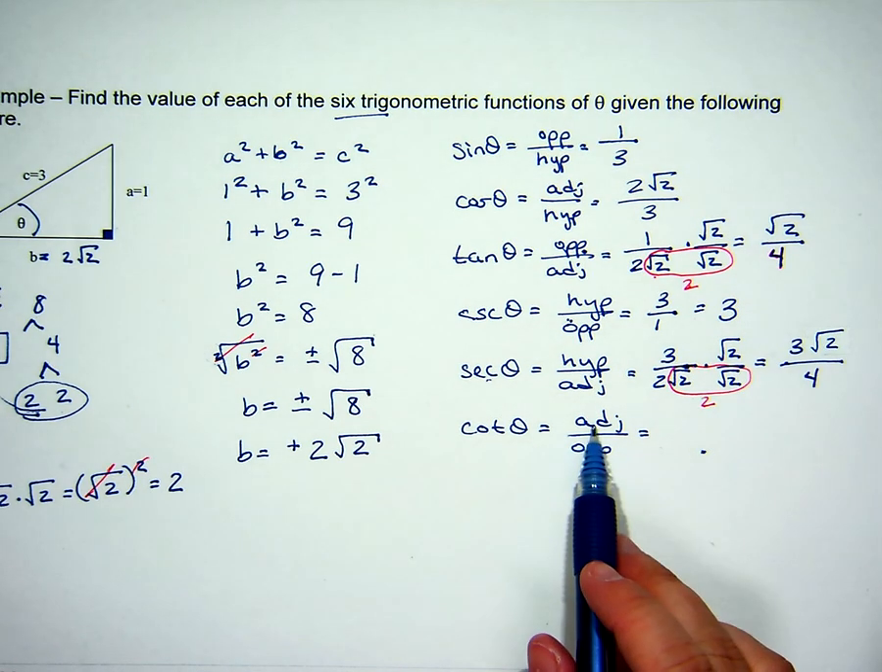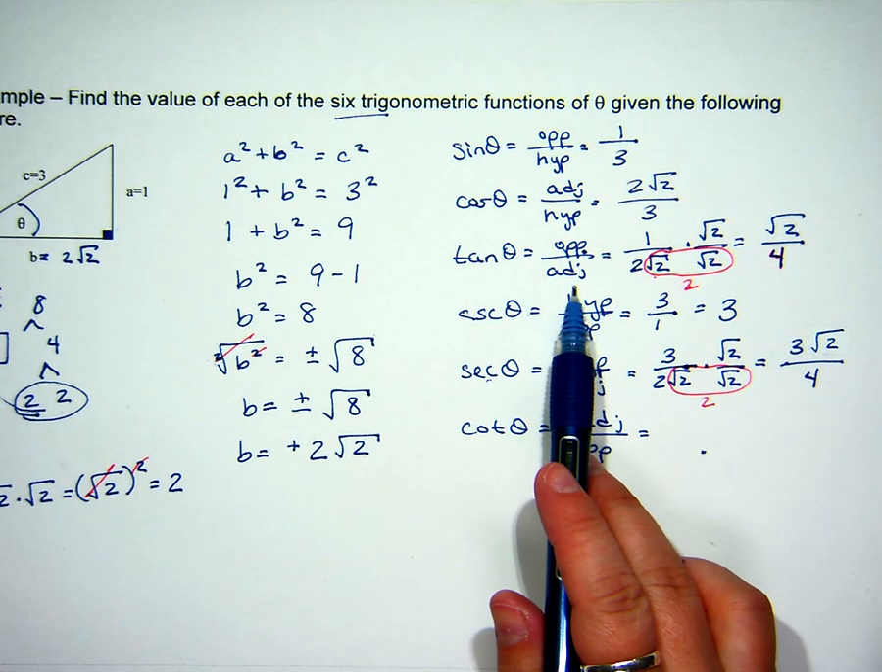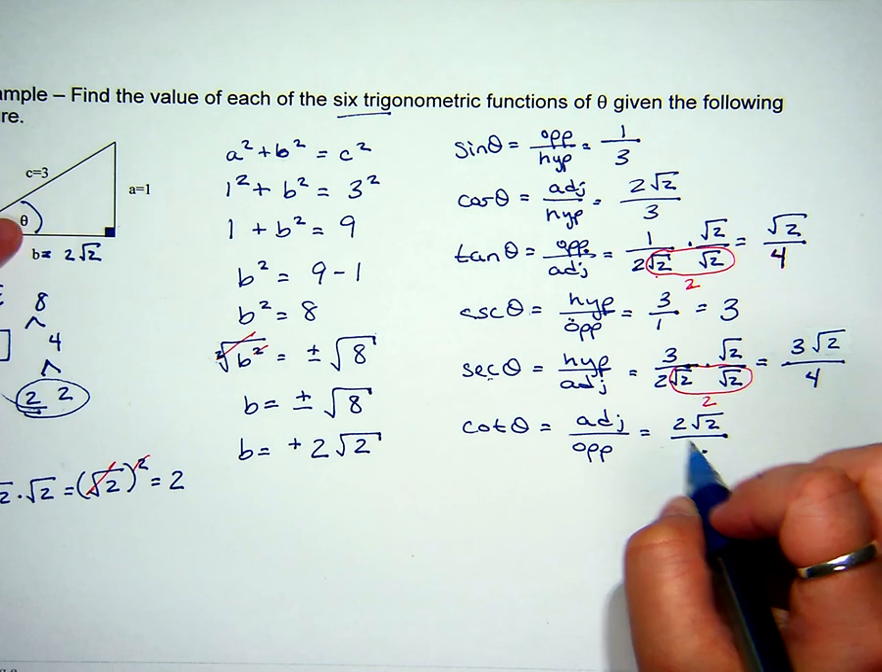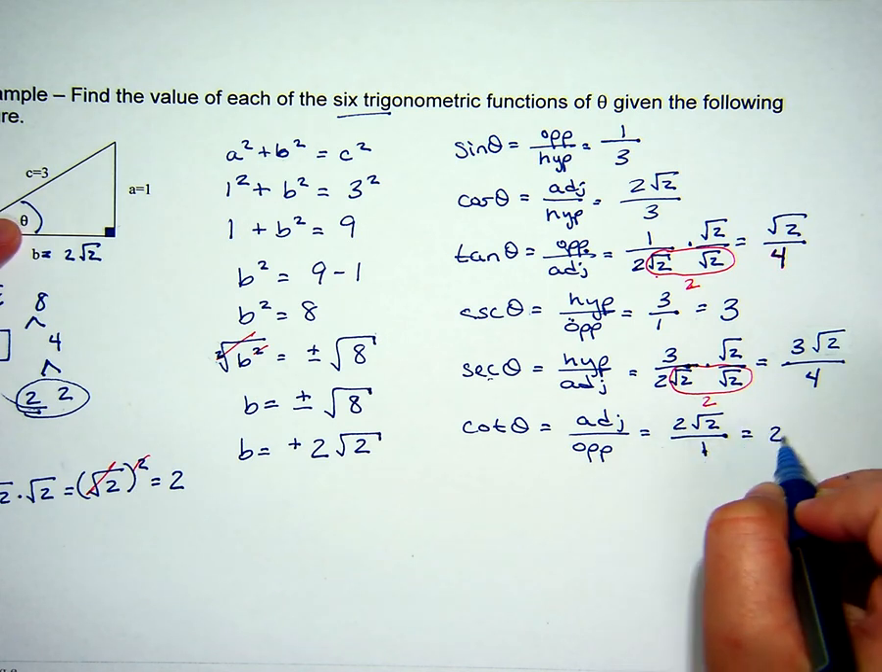Lastly, cotangent is the reciprocal of the tangent. So we're going to get adjacent, which is 2 square roots of 2 over the opposite, which is 1, or just 2 square roots of 2.